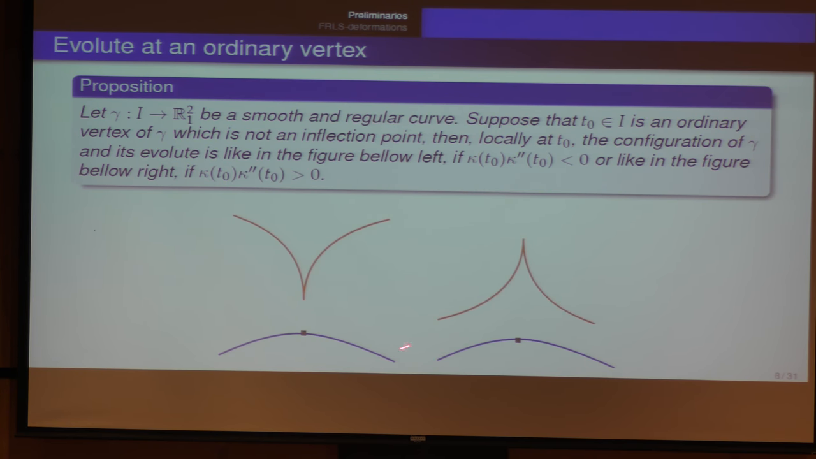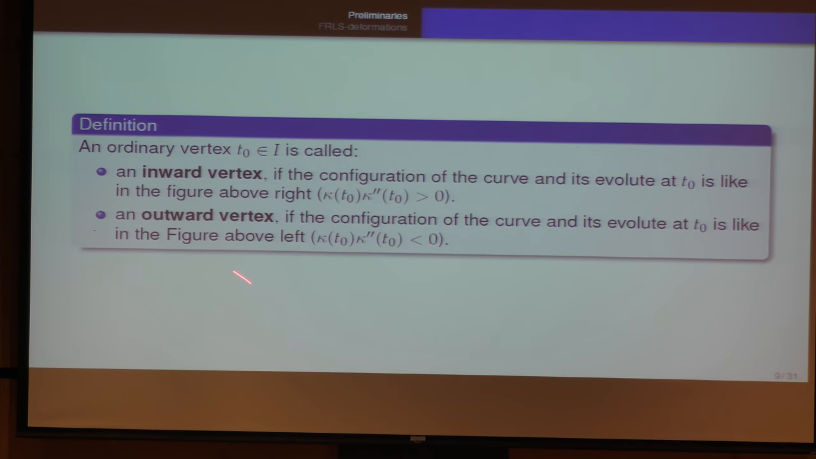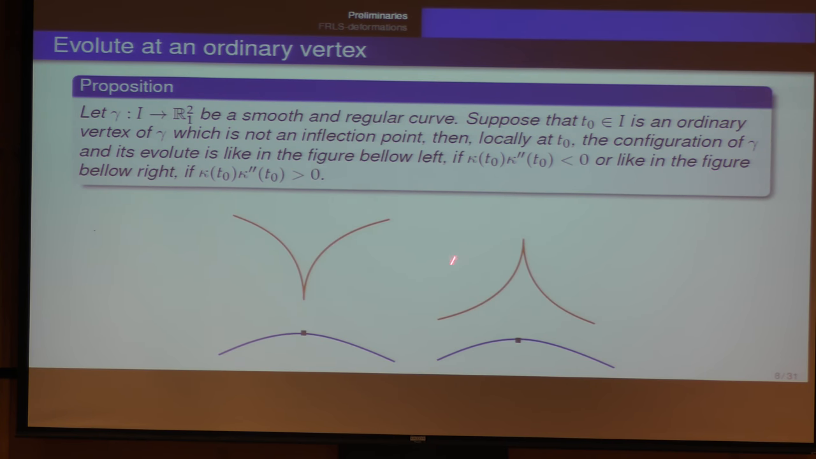We observe that in this presentation, all evolutes and caustics are drawn as a dashed curve, and the curve is the blue color. Okay, and the vertices are described here by a small square, the inflection points by a small ball, and light-like points by a small star. Okay. Then, naturally, here we have two kinds of ordinary vertex, and then we can define: we call an ordinary vertex an inward vertex or an outward vertex. An inward vertex happens when the evolute has this configuration, and the outward vertex happens when the evolute has this configuration.